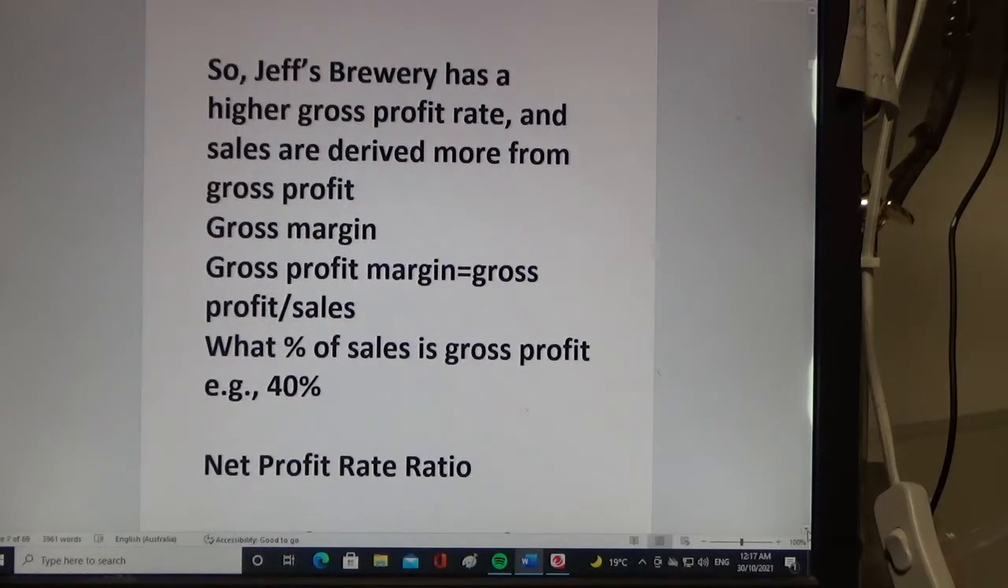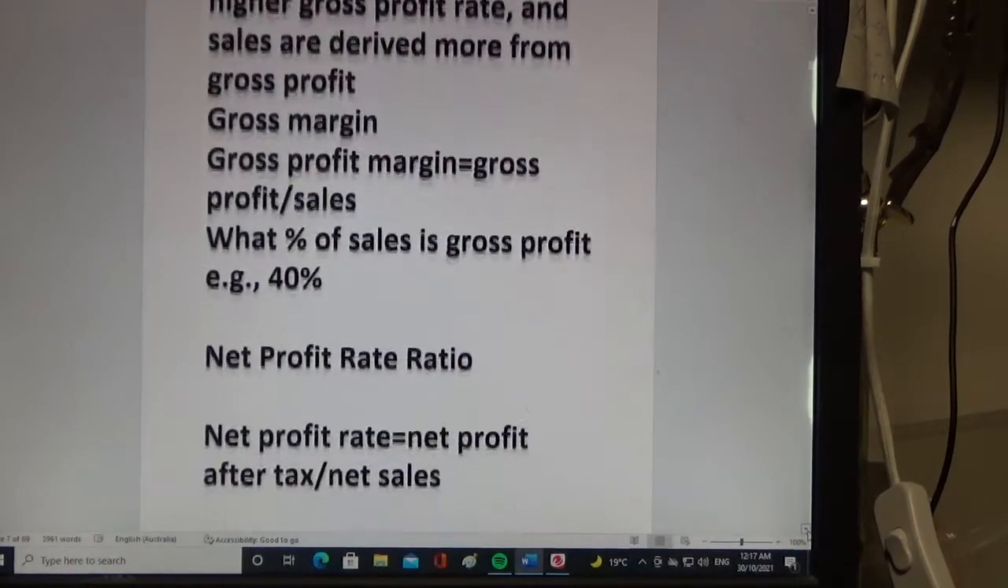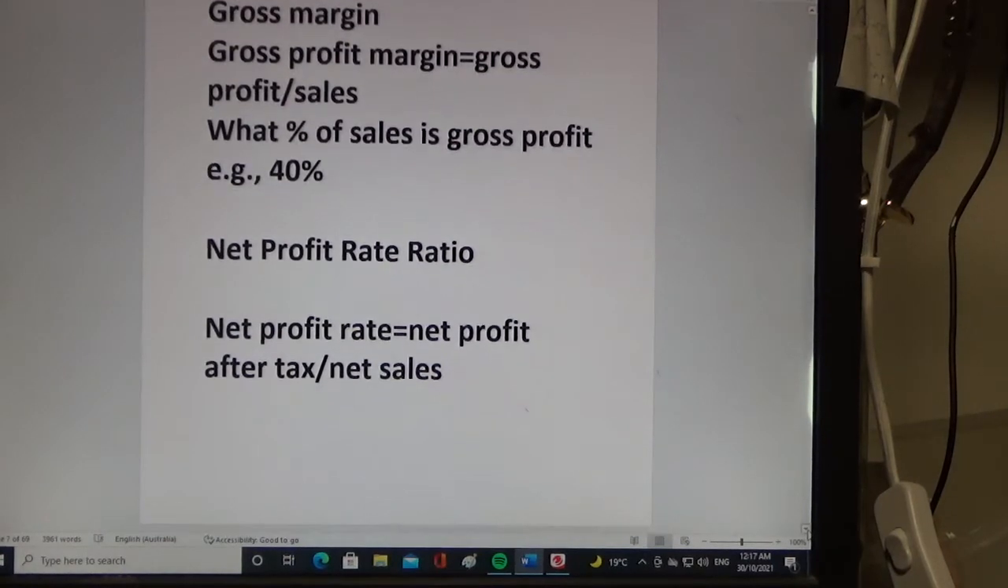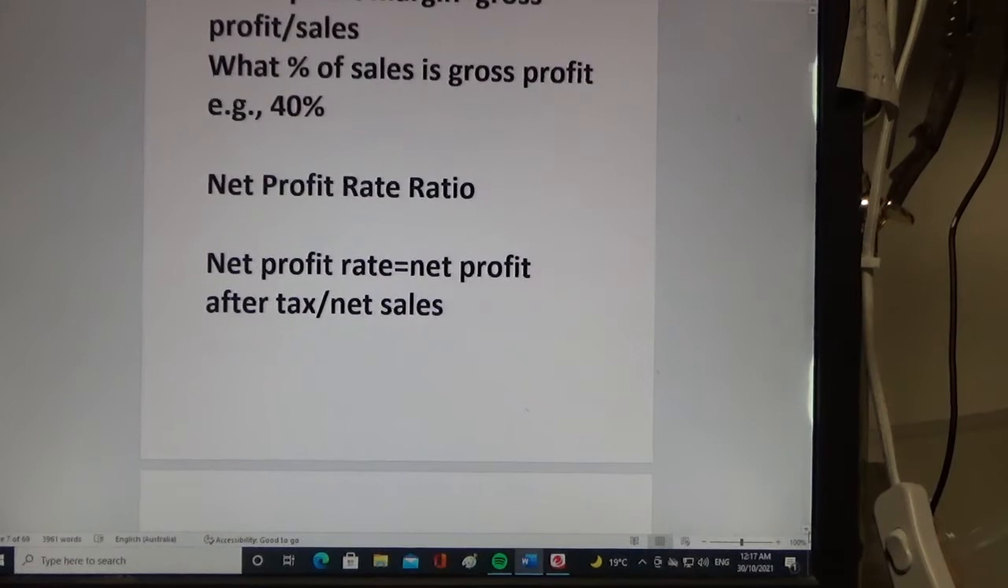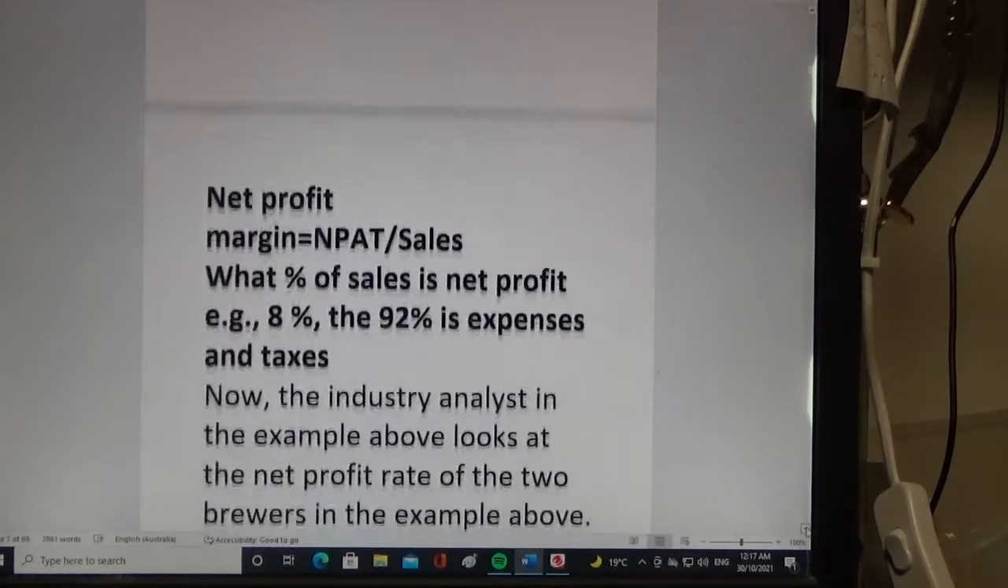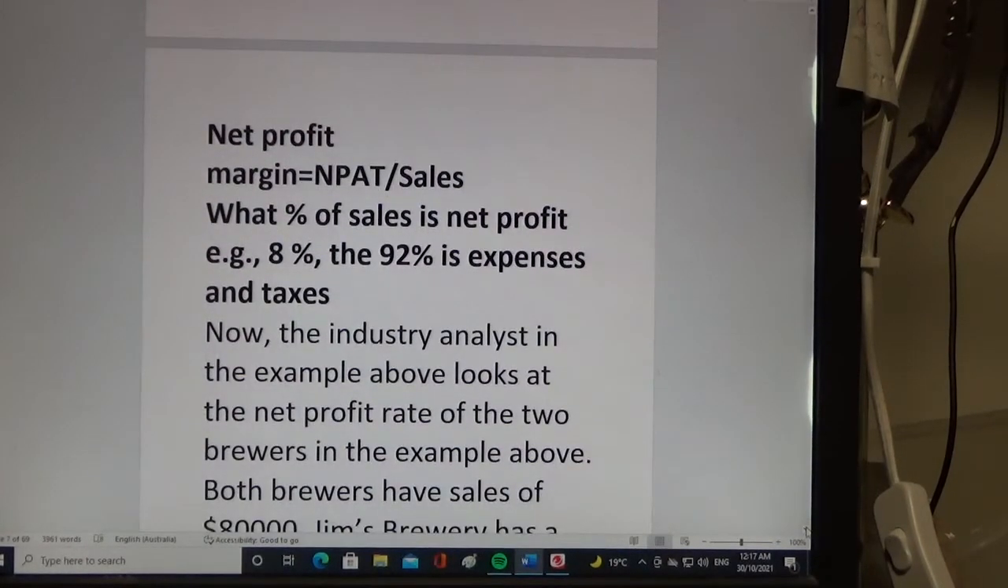Gross margin equals gross profit margin equals gross profit divided by sales. What percentage of sales is gross profit? For example, 40%. Now, net profit ratio is net profit after tax in the P&L, that's the bottom line of the profit and loss statement, divided by net sales. Net profit margin equals NPAT divided by sales. What percentage of sales is made up of net profit? E.g. 8%.